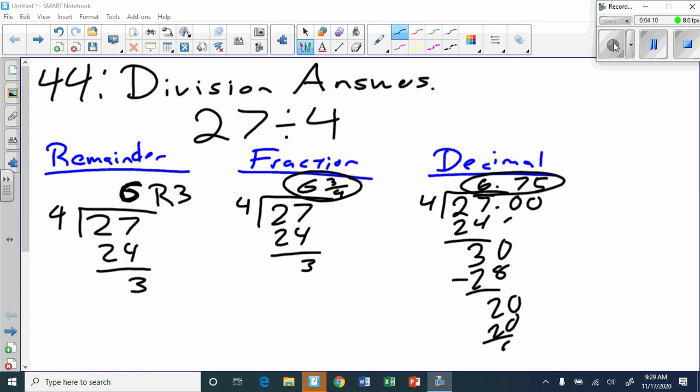Turn to page 320. Page 320 has you doing A, B, and C. Show me how to do A, B, and C. We're dividing 55 by 4. Go.